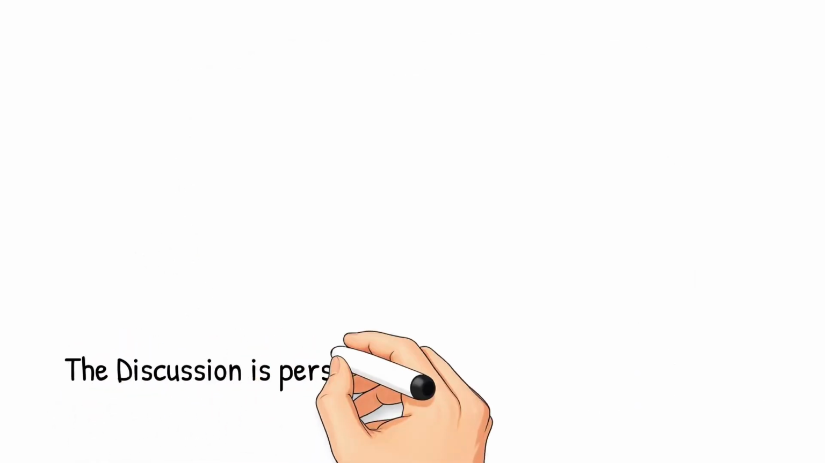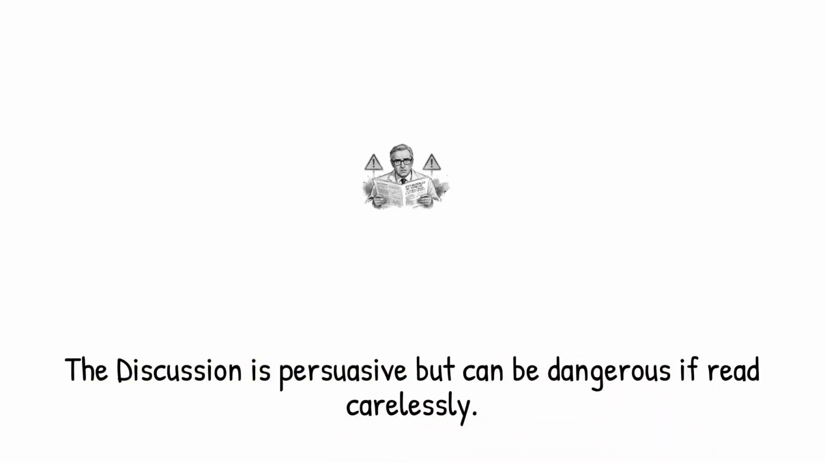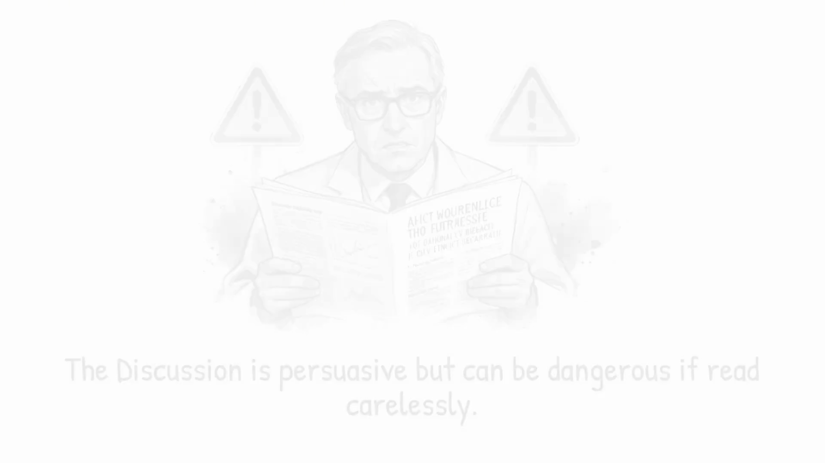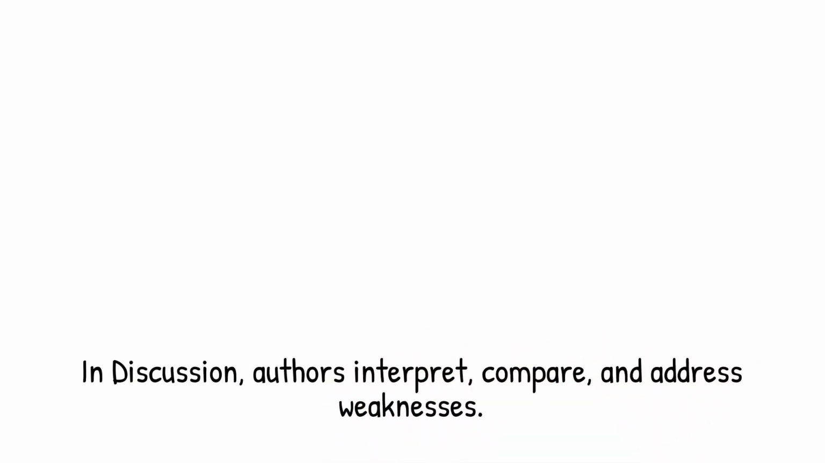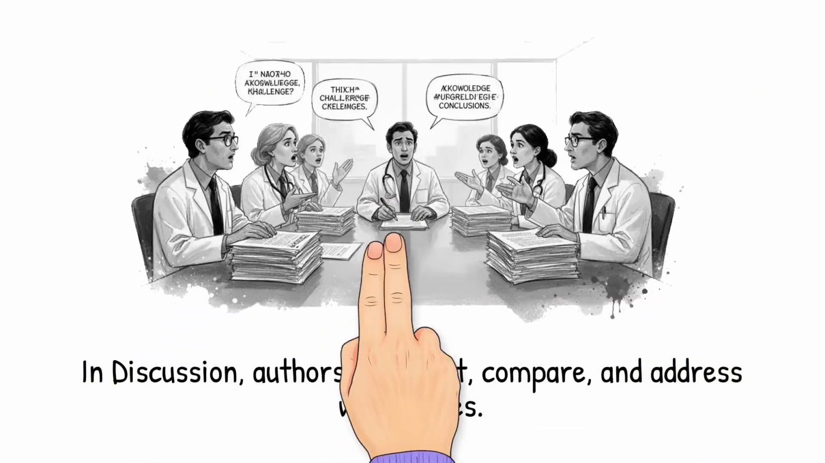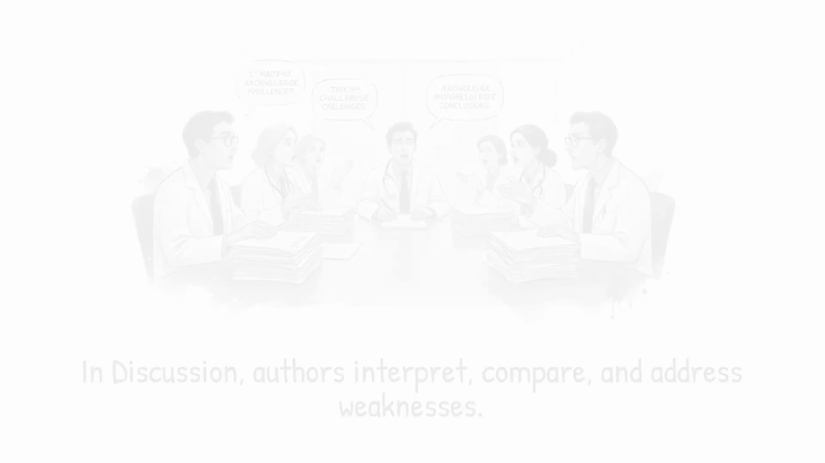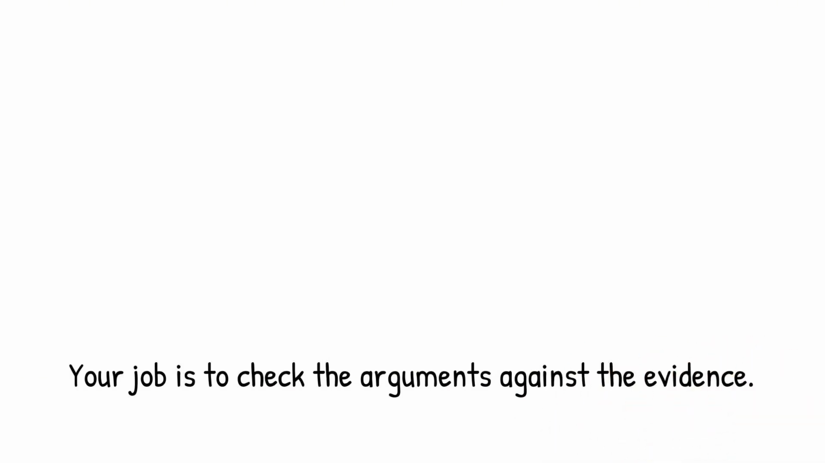This is the most persuasive section in the entire paper, and that's exactly why it's the most dangerous to read carelessly. Up until now, the paper mostly asked you to identify what was planned, what was measured, and what was found. The discussion is different. Here the authors argue, they interpret, they compare, they address weaknesses, and sometimes try to soften their impact, and they build toward a conclusion they want you to accept. Your job is not to absorb their argument, it's to check it against the evidence you already gathered yourself.